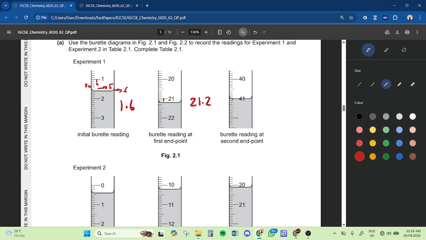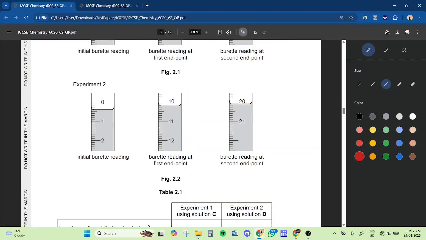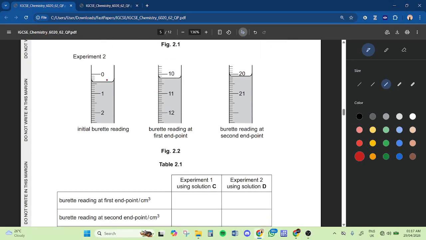21.2. And this one is exactly on the large line at 41. So this is going to be 41. And this is important because you can go up to one decimal place. It'll be 41.0. Experiment 2 is going to be the same thing. It's just below the long line for 5, so this is going to be 1, 2, 3, so 0.4. This one, we're going to go 1, so that's 2, so this will be 10.2. And for this one, this is also 1, so that'll be 20.1.